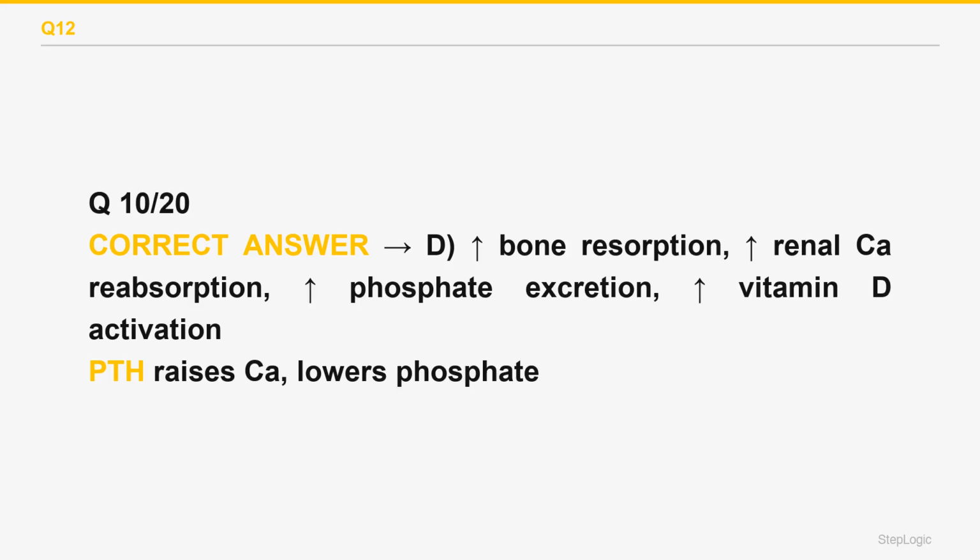The correct answer is D. The signature of PTH action is that it raises calcium but lowers phosphate, because the phosphate released from bone is more than offset by the phosphaturic effect at the kidney. This contrasts with vitamin D, which raises both calcium and phosphate. In chronic kidney disease, the failing kidney cannot excrete phosphate or activate vitamin D, driving secondary hyperparathyroidism. PTH increasing bone resorption, renal calcium reabsorption, phosphate excretion, and vitamin D activation is the correct set.